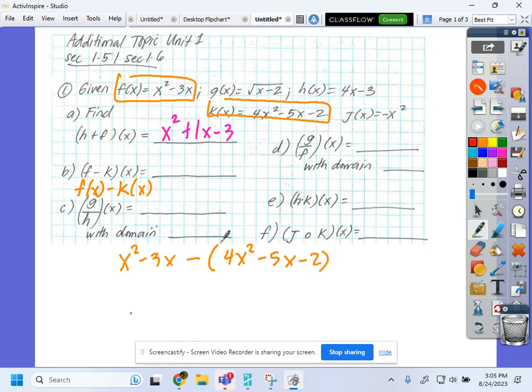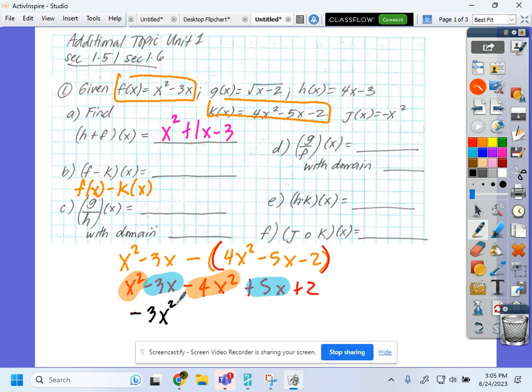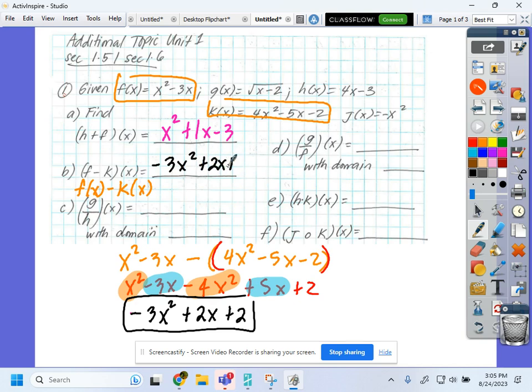Take note, there is a parenthesis here. Distribute the negative: negative 4x squared plus 5x plus 2. Now you can combine the like terms. The like terms here are x squared and negative 4x squared, negative 3x and 5x, and that's it. So therefore, we're going to have negative 3x squared plus 2x plus 2.